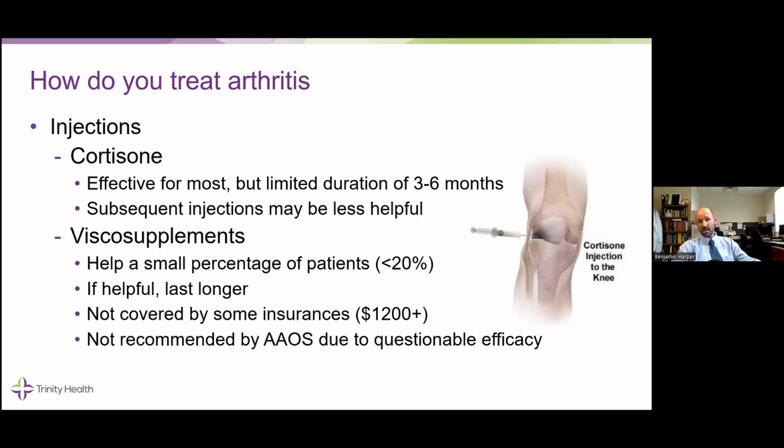Not recommended by the Academy, not because they're necessarily bad or dangerous, but again, there's a question of is it worth it? Are they truly helpful? And in what percentage of the patient population are they going to be helpful?